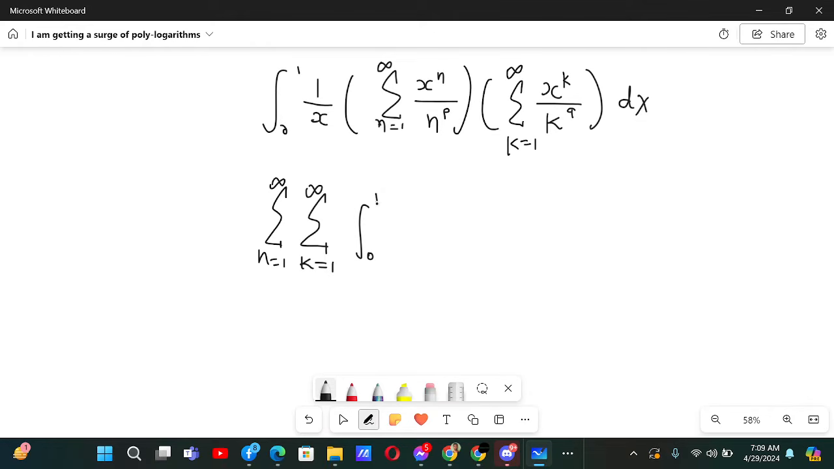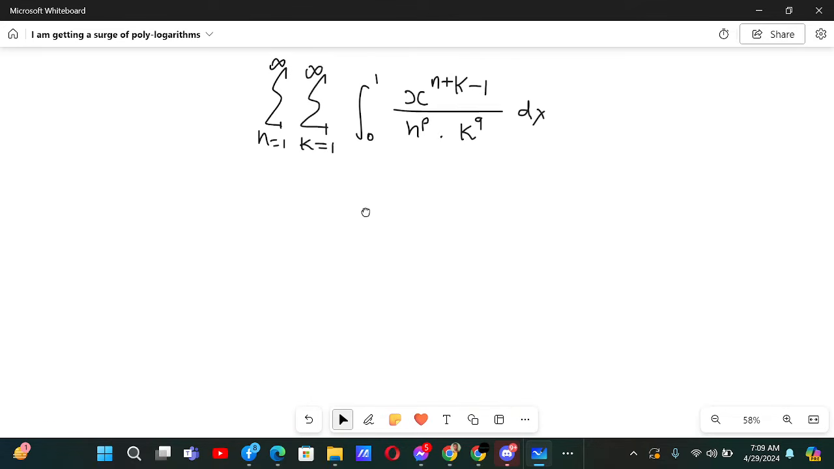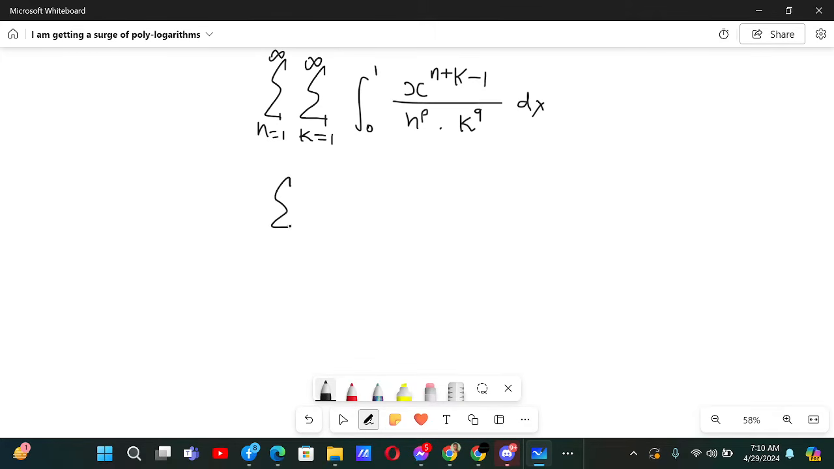After doing that, we can see that now this is a double sum and then the integral from 0 to 1 of x to the power n plus k minus 1 by n to the power p, k to the power q, dx. After that, it's just a simple integral of a power. We have the sum from n equals 1 to infinity, sum from k equals 1 to infinity, x to the power n plus k by n plus k, and we also have other items like n to the power p, k to the power q in the denominator, and this is all from 0 to 1.